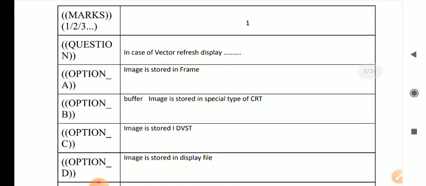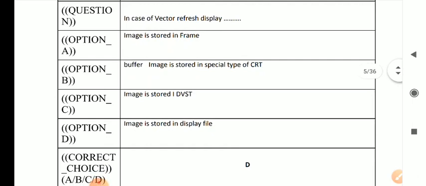Now, in case of vector refresh display, image is stored in frame buffer, image is stored in special type of CRT, image is stored in DVST, or image is stored in display file. So answer of this is D, image stored in display file.